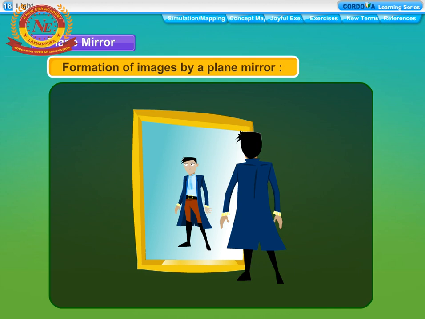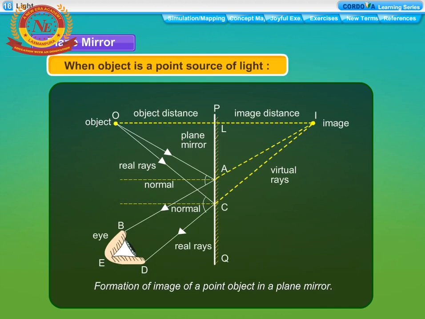Let's prove this fact geometrically by drawing ray diagrams and using the laws of reflection of light. When the object is a point source of light, a point source of light O is placed in front of a plane mirror PQ. The rays of light starting from point O travel in all directions. Consider two directions, OA and OC, starting from point source O, which obey the laws of reflection and get reflected along AB and CD. Draw normal to the surface of mirror PQ at the point A and C.